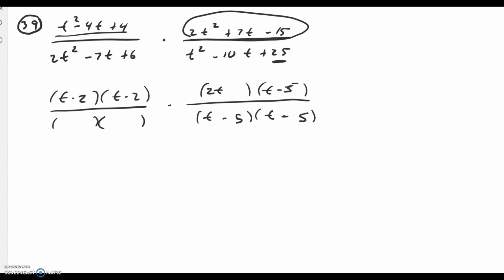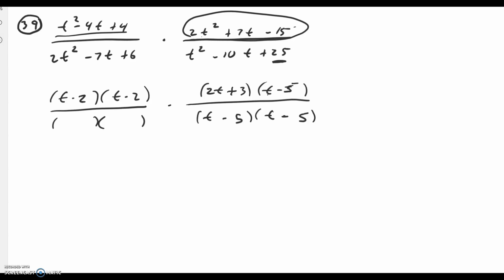If that's a minus 5, this has to be a plus 3. It has to be, because 3 times negative 5 gives us a negative 15. 2t times t gives us a 2t squared. But I don't know if I'm right yet. I have no idea whether I'm right. And I get a 3t here, and I get a minus 10t here. And 3t minus 10t is minus 7t, and I wanted a positive 7t. And that really messes things up.